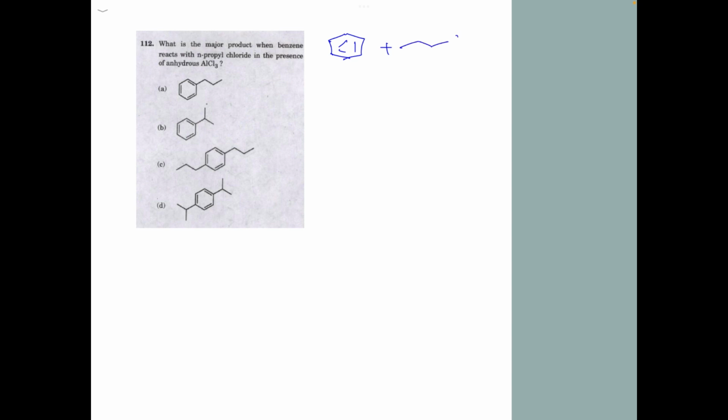In this question, they have asked about one Friedel-Crafts alkylation reaction. If we treat benzene with propyl chloride in presence of aluminum chloride, what will happen? At first, this lone pair present on the chlorine will attack this Lewis acid, and we will have this type of adduct.